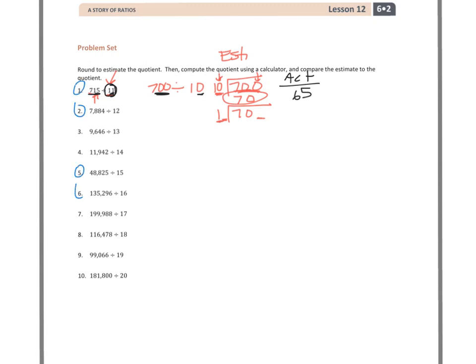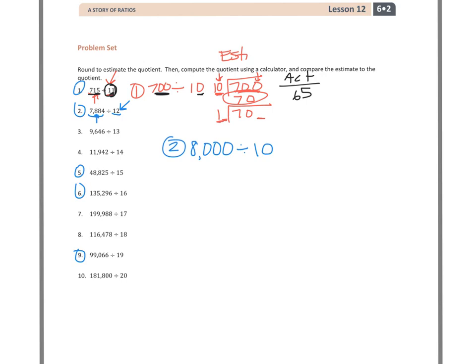I'll probably do 5, 6, and then I'll do 9. So there's the 5 that I'll be doing for this. So for 2, I see we have 7,884 divided by 12. Again, I'm going to take this 12 and I'm going to put it to 10, because I want it to be near a multiple of 10. This 7,884, that's an 8 in the hundreds place, which rounds this 7,000 up to 8,000. So I'm really doing 8,000 divided by 10.